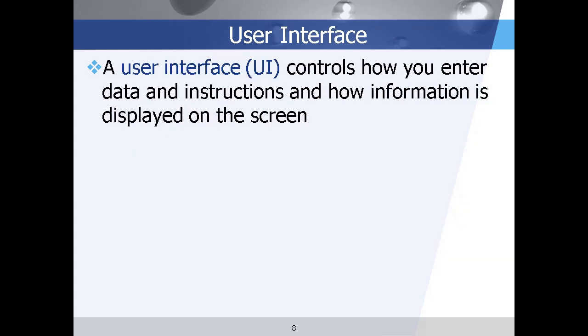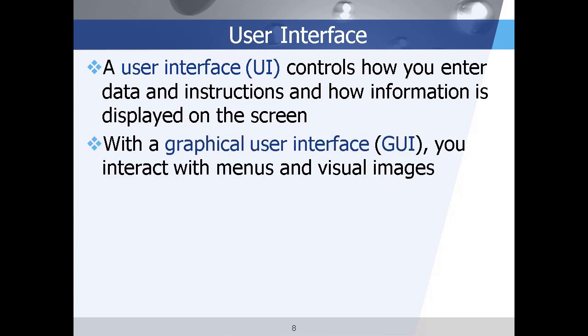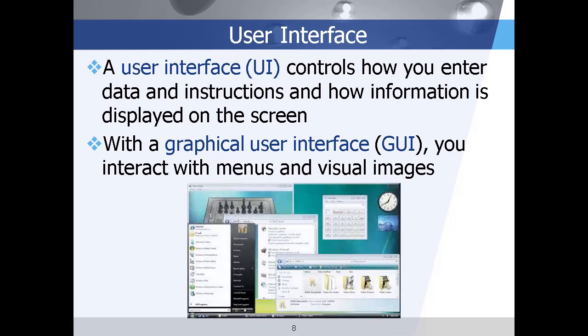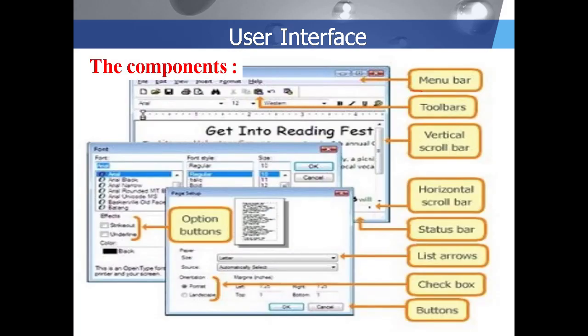User interface, or UI for short, controls how you enter the data or instructions and how the information is displayed on the screen. And the graphical user interface is the easier way for the users to interact with the computer. It usually includes some menus or windows or icons or folders, etc. So the components include a menu bar, toolbar, vertical scroll bar, horizontal scroll bar, status bar, list arrows, windows, checkbox, etc. So all of these are pretty common user interface components.